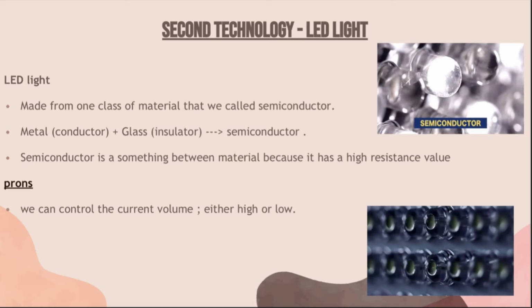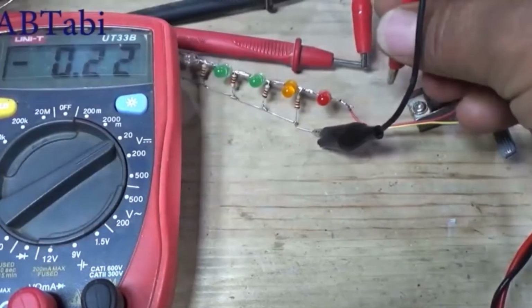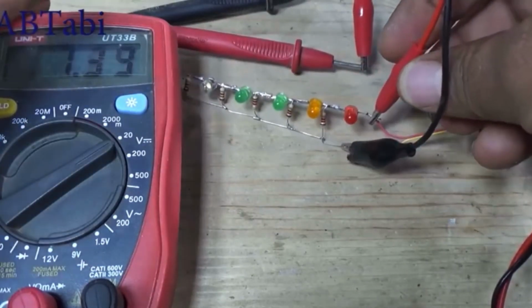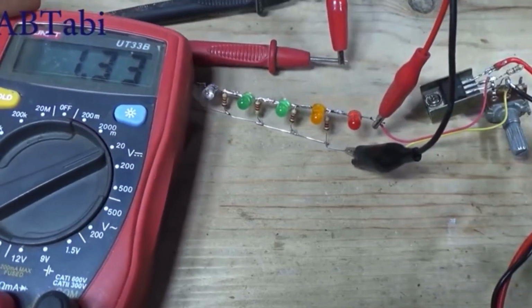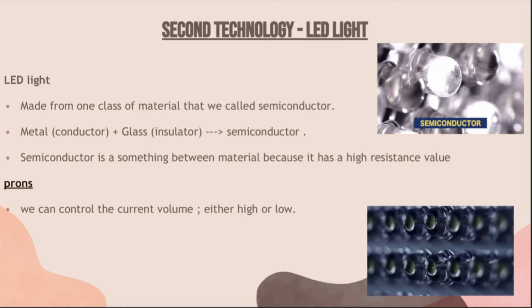Okay, now I will explain how the LED light works and makes light. In the LED light, we have a semiconductor die, and the semiconductor die has positive particles and negative particles. When you turn on the switch, the electricity makes the positive charge and negative charge attract each other, and the byproduct is a photon, and the photon is the light. The pro of using LED light is that we can control the current volume, high or low.